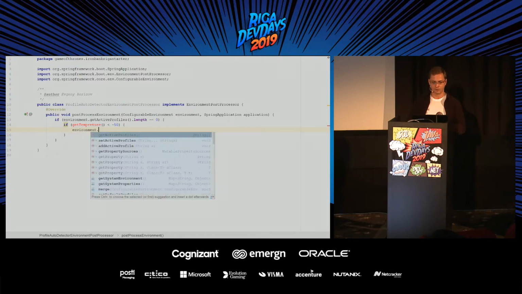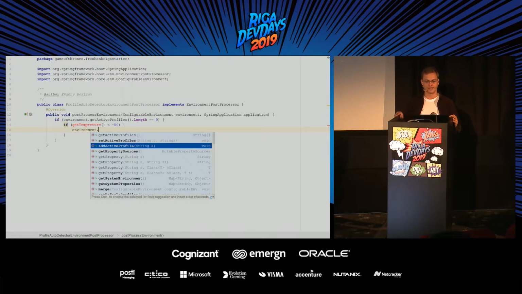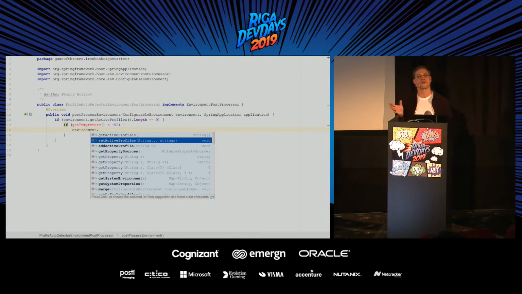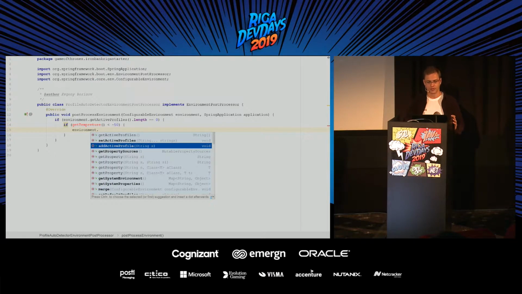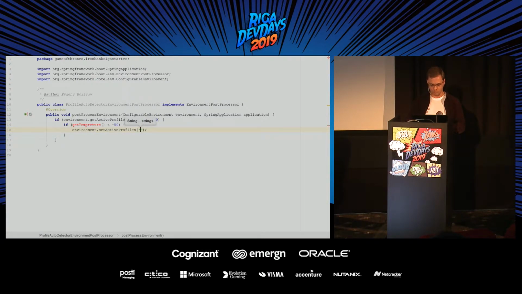With the environment you have two options to set the profile: setActiveProfiles or addActiveProfiles. I believe you understand the difference. addActiveProfiles will not override the profiles which were configured before, for example in the property file or in some environment variables, and setActiveProfiles will override the existing profiles. In my case I don't care because there are no profiles at all, so I can use either. And I will say that the profile is winter is here. I hope for you that you work with constants, not like me.